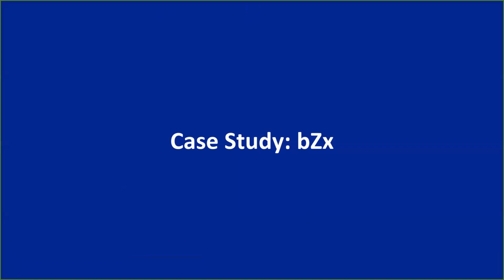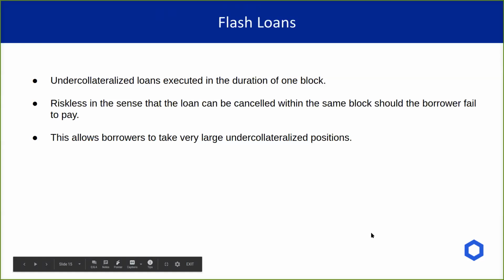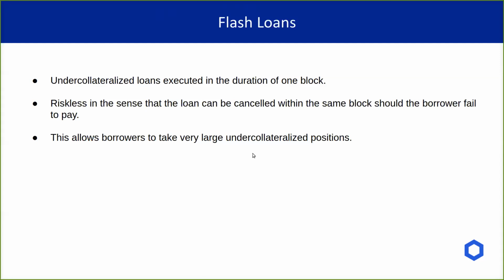So just to come to a fairly recent exploit conducted, I think it was on the 15th. Just a precursor to begin with: flash loans. Basically, these are DeFi's most primitive unsecured loans. They're executed in the duration of 1 block. They're riskless in the sense that the loan can be cancelled within the duration of that block should the borrower fail to pay. Essentially, what they allow for is very, very large under-collateralized positions to be executed over a very short period of time.